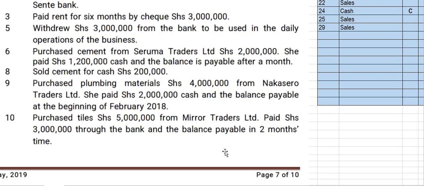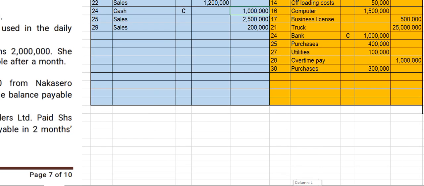On 10th, purchased tiles, shillings 5 million from Miller Traders Limited, paid shillings 3 million through the bank and the balance payable in 2 months. This is a purchase, so it's a payment through the bank. So I will credit my cash book with only 3 million, through the bank. So this is my cash book on 10th, as you can see, 3 million bank.